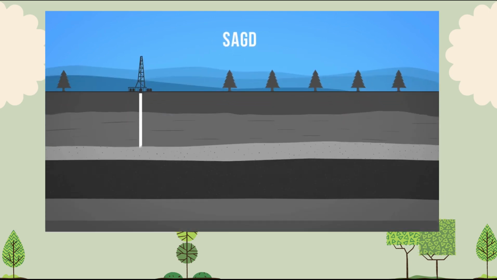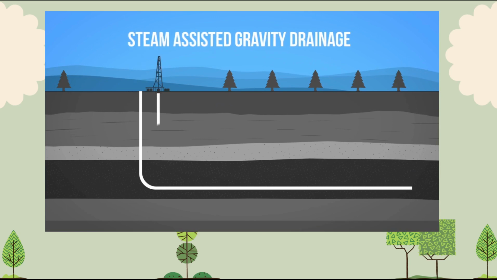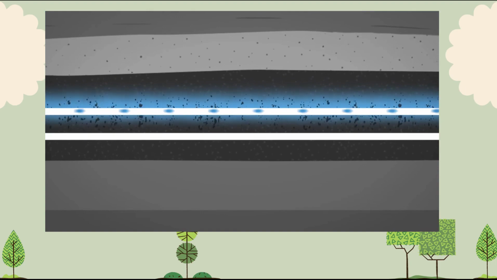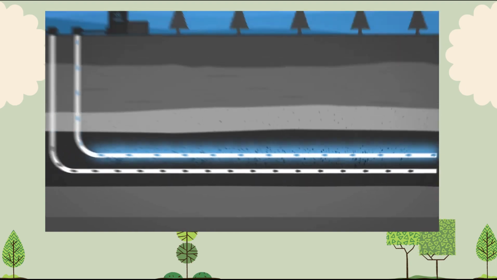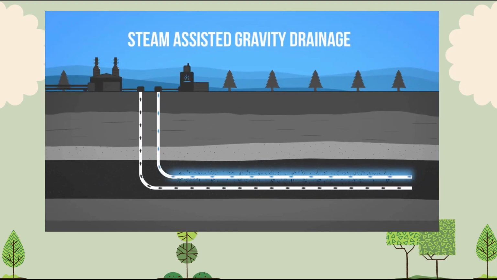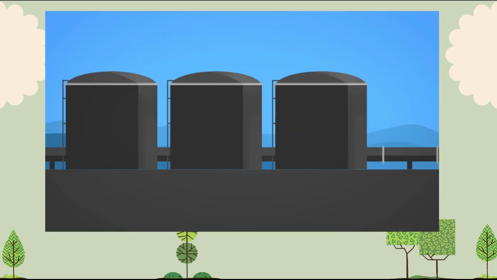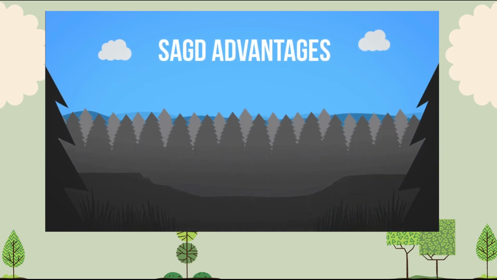SAGD works by drilling two horizontal wells beneath the surface, parallel to each other, about 4 to 6 meters apart. The top well is injected with steam that heats the surrounding bitumen, reducing its viscosity. This is the steam-assisted part of the name. The less viscous bitumen then drains into the bottom well with the help of gravity and is pumped to the surface. This is the gravity drainage part of the name. The produced bitumen is mixed with hydrocarbons to further reduce its viscosity and is then stored in storage tanks for transportation and further processing.